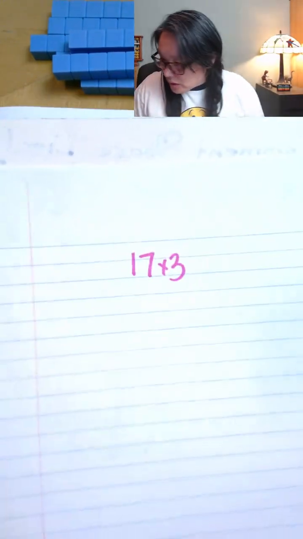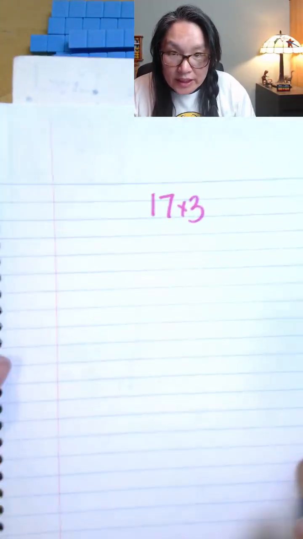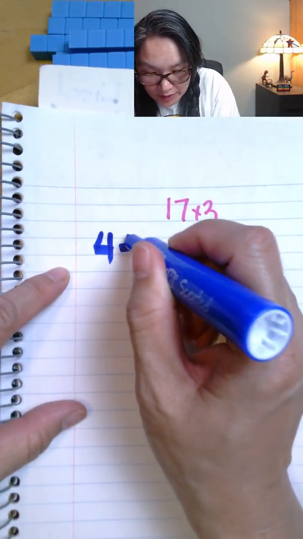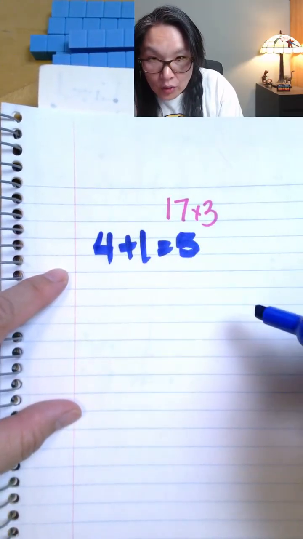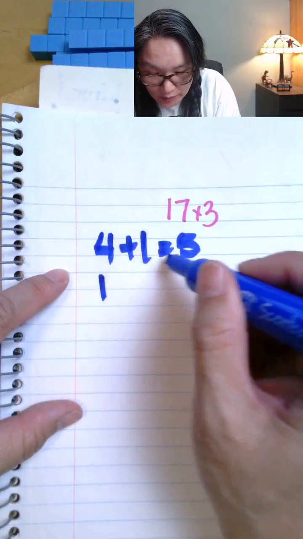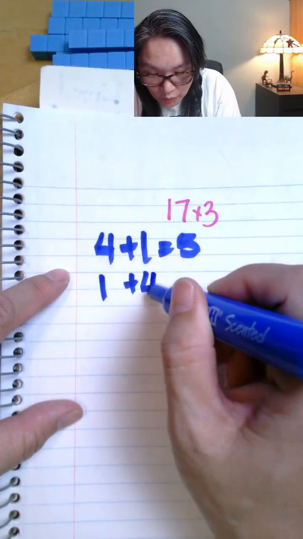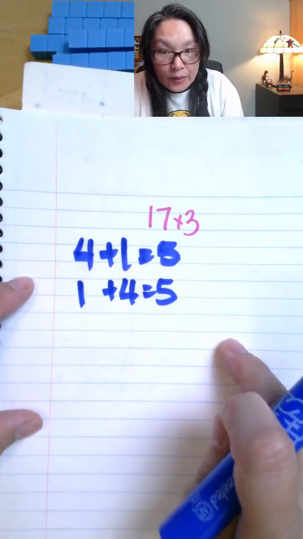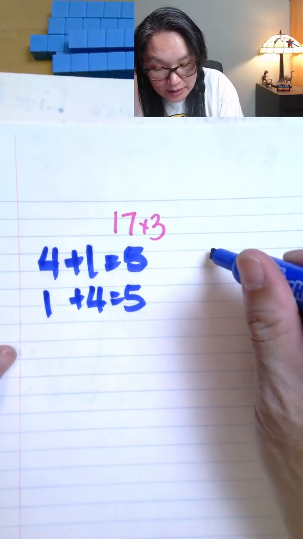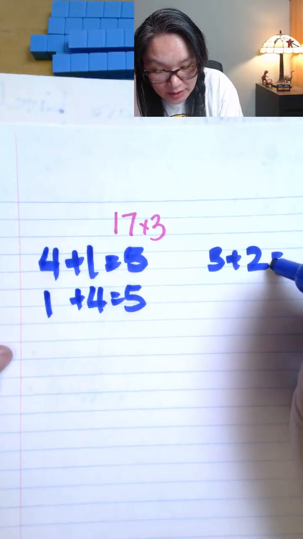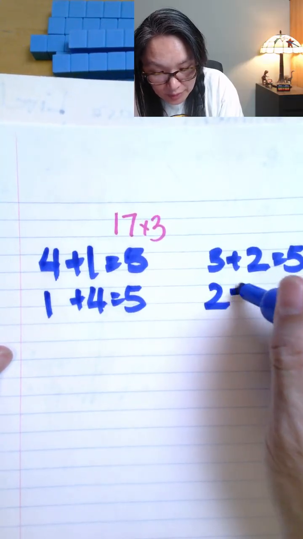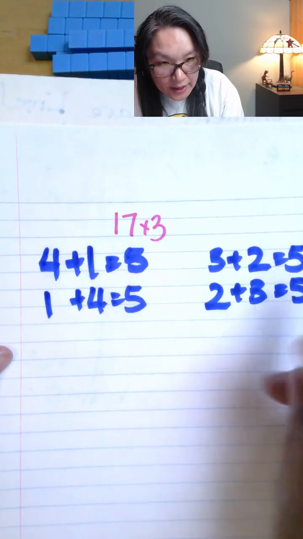Well, in school, we're teaching children 1 plus 4 is equal to 5. Or the other one is, 4 plus 1 is equal to 5. The other pair that we teach is 3 plus 2 is equal to 5, or 2 plus 3 is equal to 5. Now, these are the pairs.